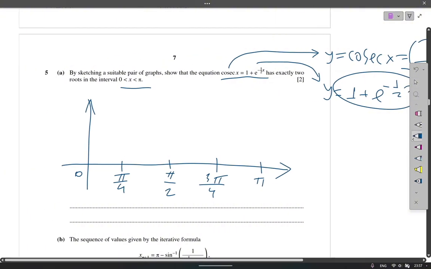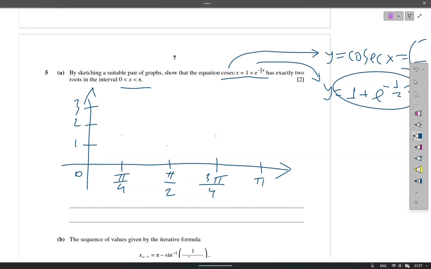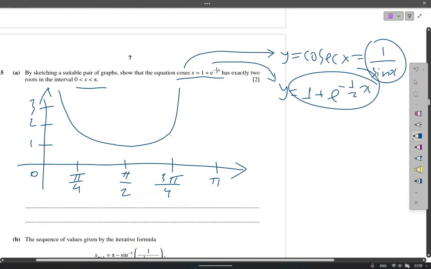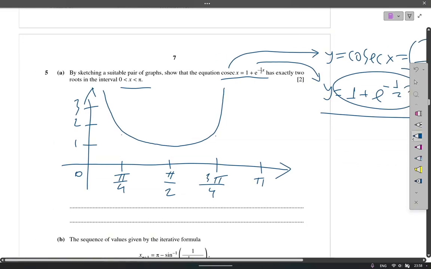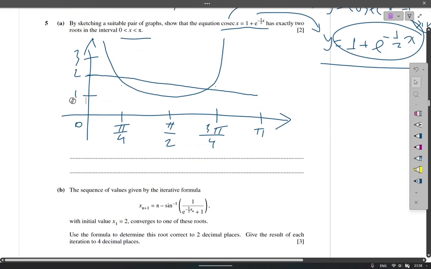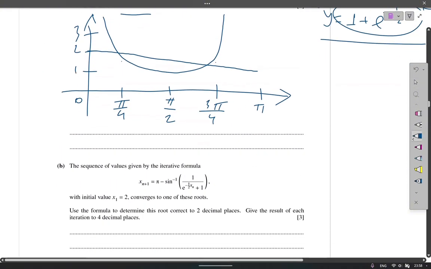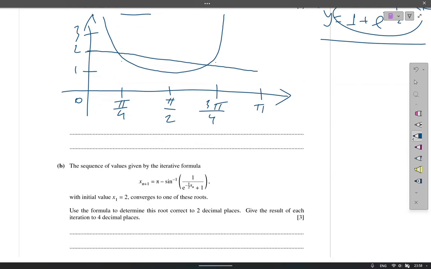So roughly the function gives height infinite. So the graph roughly has this shape. And for this one, the graph roughly looks like this. Slowly decreases. So from here, we can conclude in given interval.